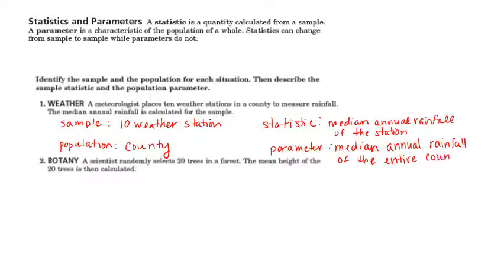All right, so let's go over that again. My population is the entire county. The meteorologist says I want to sample 10 weather stations. So the statistic is when he calculates the median rainfall of each station. The parameter would be the median annual rainfall of the entire county. And our goal is to always make the statistic a good representation of the parameter. So that's always our goal of statistics. Even though it might just be those 10, and it's not exactly what the parameter would be, it would be a good sample so that our statistic will be as close to our parameter as possible.